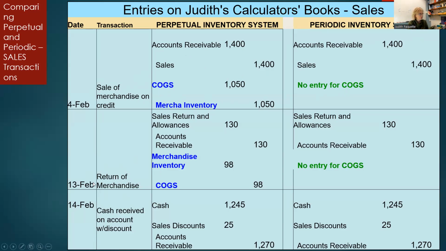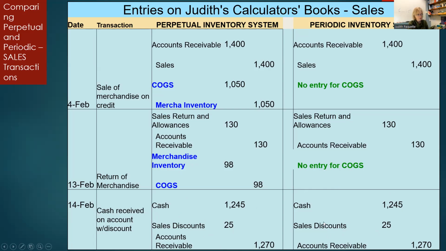Okay. Return of merchandise: sales returns and allowances, accounts receivable, same for both. Again, for perpetual, we have to debit inventory, credit cost of goods sold, because we have to update that cost of goods sold and inventory balance perpetually. But over here in periodic, we don't do an entry because we don't calculate cost of goods sold till the end of the period. And finally, these two entries are the same: debit cash, debit sales discount, credit accounts receivable.